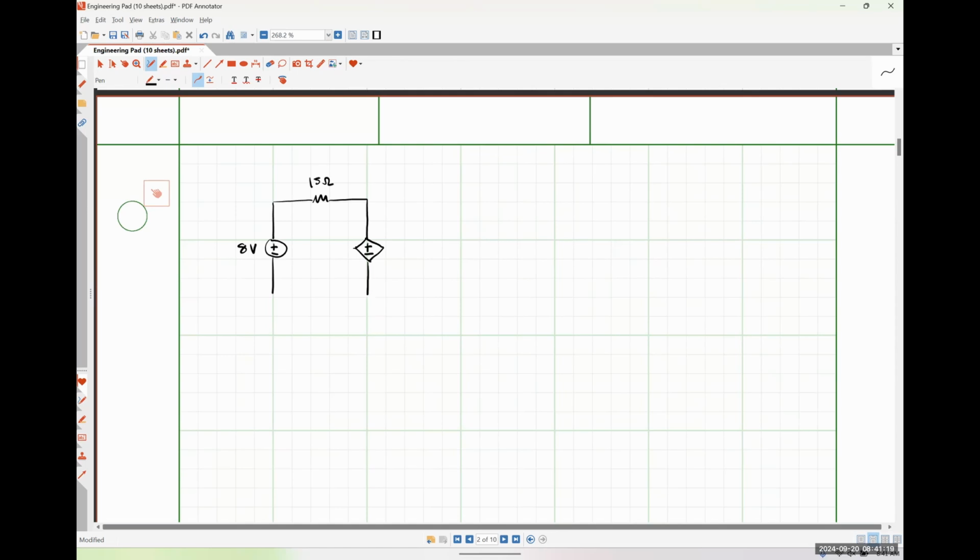Let's make this a voltage source as well. So I'm going to call this 3ix. I'm going to put another resistor down here. Let's make this just a 10 ohm or something like that. Let's make this guy up here a 20. Let's make this 2 amps.